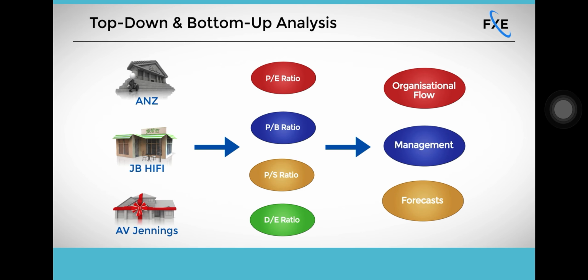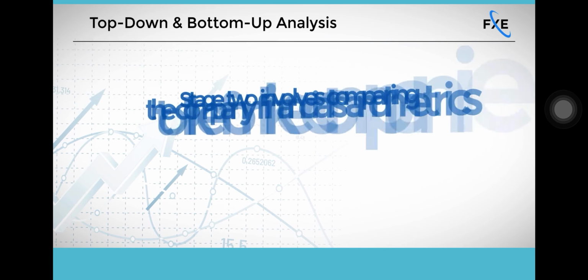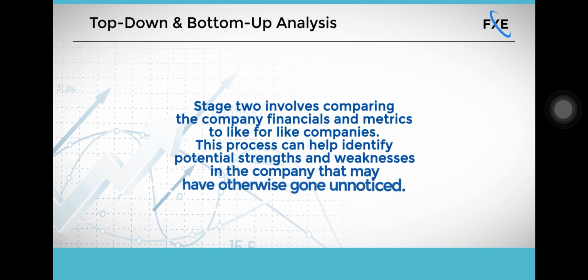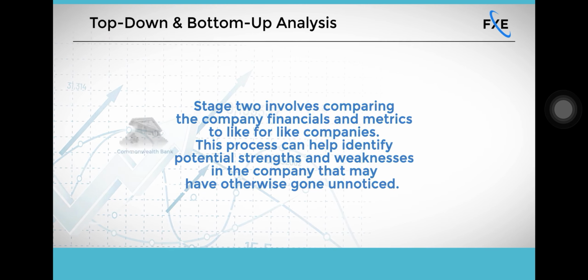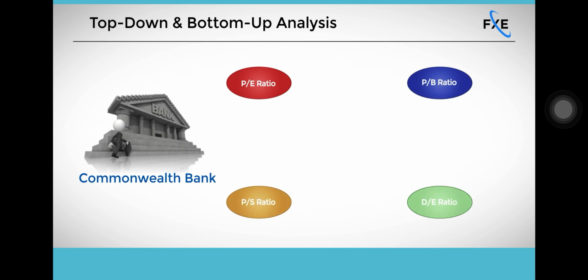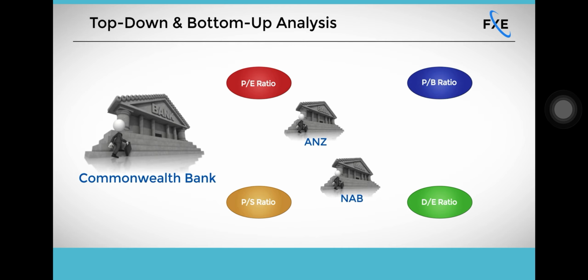Then we move on to sector-specific analysis. Stage 2 involves comparing the company financials and metrics to like-for-like companies. This process can help identify potential strengths and weaknesses in the company that may have otherwise gone unnoticed. For example, if the company being researched is a Commonwealth Bank, an investor can compare its metrics with the other major banks such as ANZ, National Australia Bank, and Westpac.